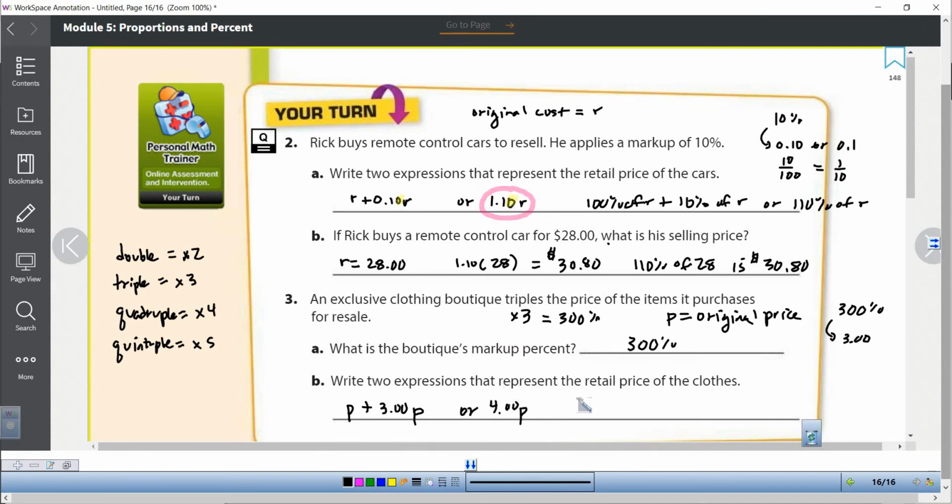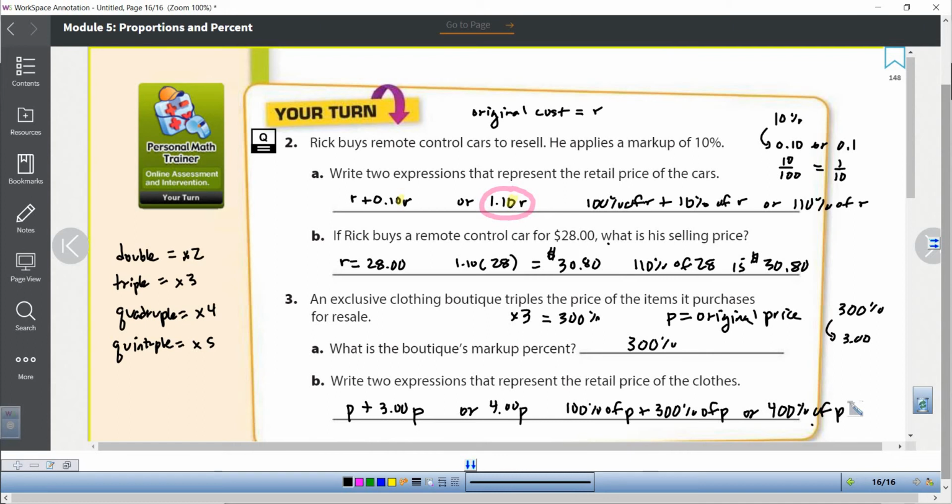Or if I combine them, I get 4.00P, right? So what does that mean? That means my markup is 300%. So 100% of P plus 300% of P. What does that equal? That is the same as 400% of P. So if they bought it for $100, they're going to sell it for $400. All right, that's what tripling the price would be.